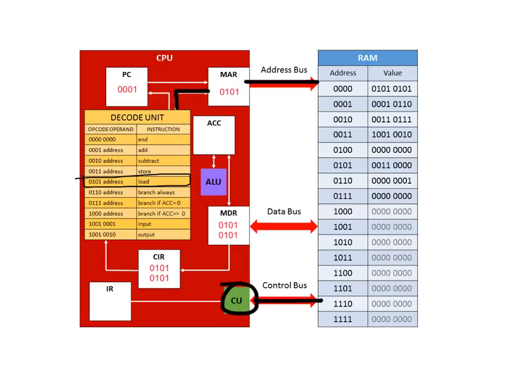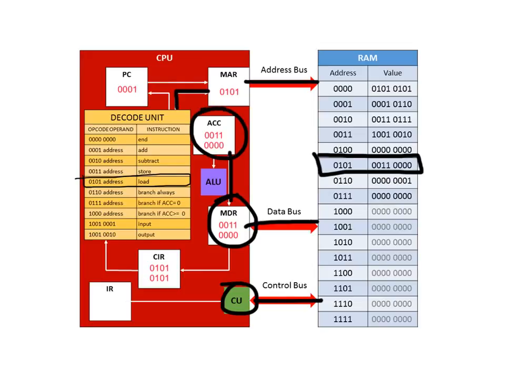So here is address 0101 in the RAM, and that is going to be sent down the data bus. Notice how the memory data register now contains the value that was in RAM, ready to be passed to the accumulator. And here the value is now in the accumulator and we're ready to fetch the next instruction.